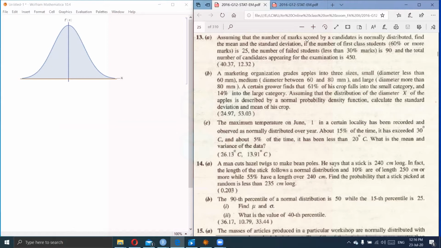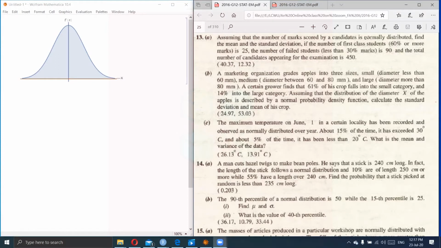Assuming that the number of marks scored by candidates is normally distributed. First of all, we should know the word normally distributed must be there in the statement. It means our variable is related to the normal distribution. Find the mean and the standard deviation. So two values of the parameters, mu and standard deviation, are unknown. If there are two unknown values, then you have to be given two equations related to the probabilities. If there is one unknown value, then you must have a single equation to solve for the unknown value of the parameter.